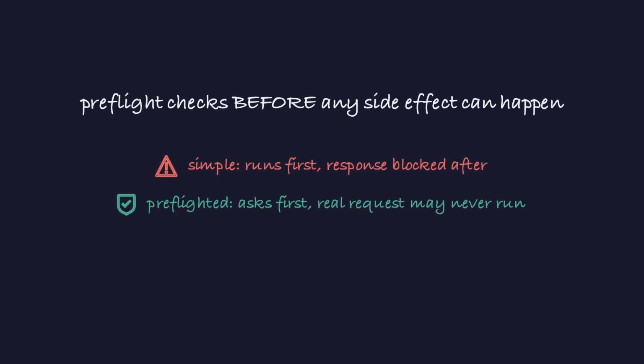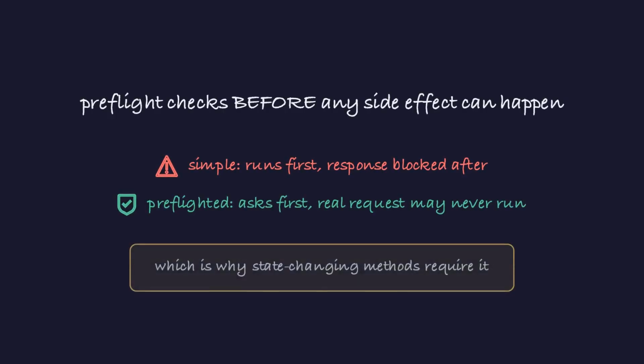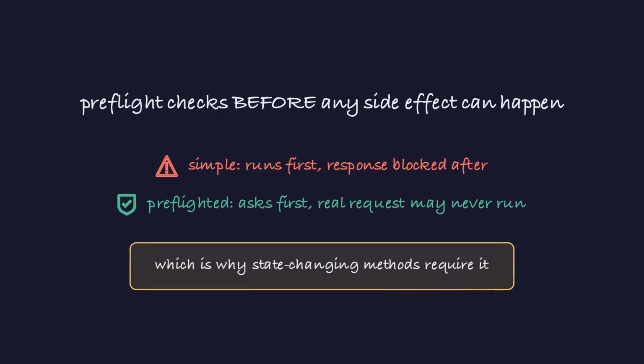And this is the key insight about Preflight. The real request, the PUT that might delete or modify data, is never sent at all if the Preflight fails. Unlike a simple request, which runs first and gets its response blocked afterwards, Preflight checks before any side effect can happen. That is why state-changing methods require it.